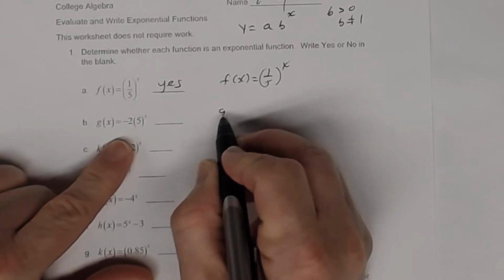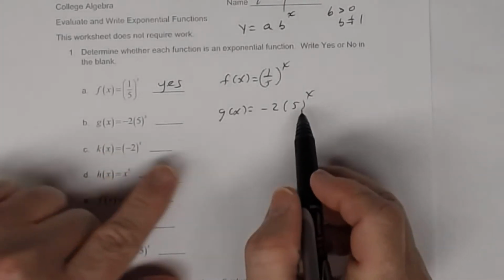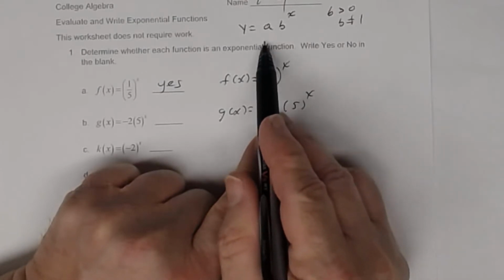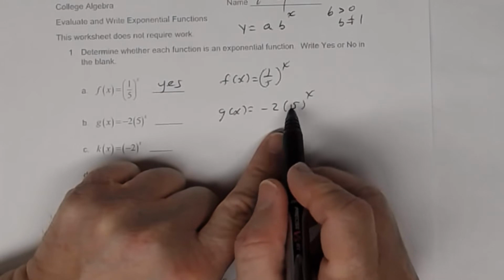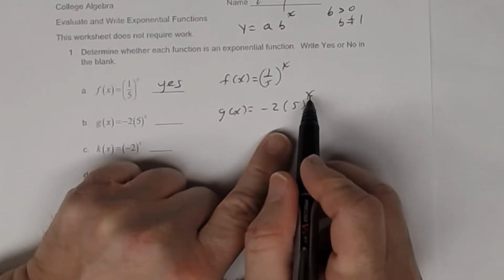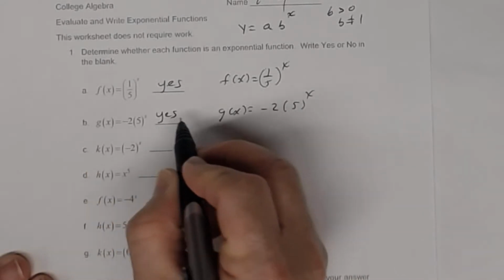B, you have g of x is equal to negative 2 times 5 to the x power. So remember, a can be any real number. The base is positive, is greater than 0. It's not equal to 1. And my exponent contains the variable. So that's yes as well.